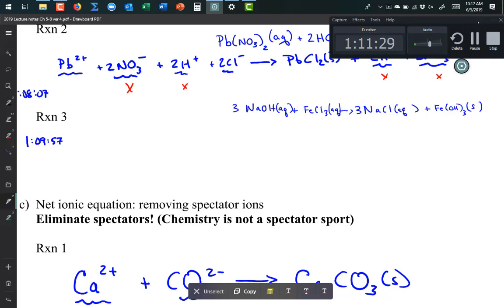My chemistry is not a spectator sport. I thought it was so funny when I was typing it, I typed it in there. Yeah. Spectator ions. So it's true that you can't just sit around.